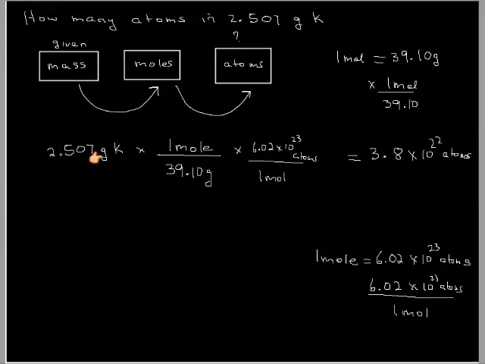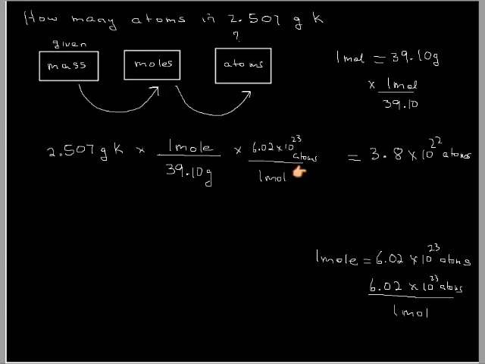Always start out with the given, and the conversion factor going to moles is 1 mole over 39.10 grams, because from our periodic table we know that 1 mole is 39.10 grams. In other words, 1 mole of potassium is 39.10 grams. Don't pick up your calculator because you really need to figure out the number of atoms. If 1 mole is 6.02 times 10 to the 23 atoms, then the conversion factor is 6.02 times 10 to the 23 divided by 1 mole. And that's the conversion factor we use here.